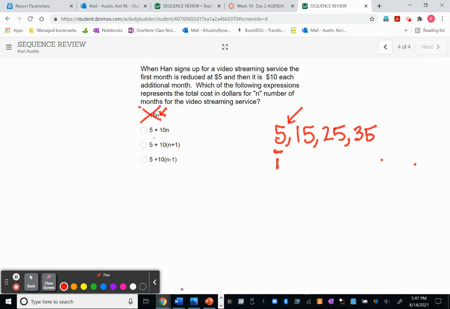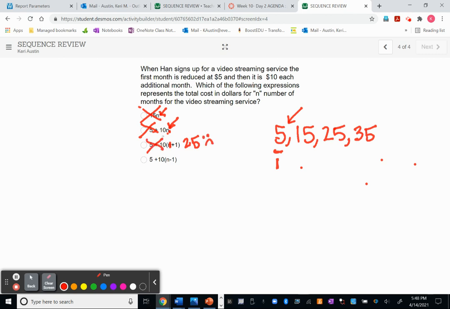We could try this one. 5 plus 10 times the number of months. If I put a 1 in here for the first month, 10 times 1 is 10. 10 plus 5 makes 15. Is that what I want for the first month? No. All right, what about the next one? If I put a 1 in here, that makes 2. 2 times 10 is 20. 20 plus 5, that would make 25 for the first term. No. And then we only really have 1 left, so it's got to be right.